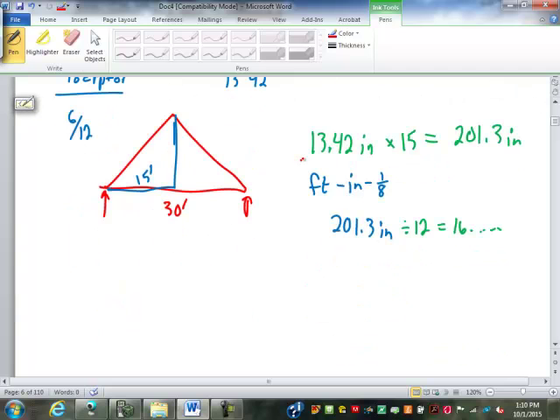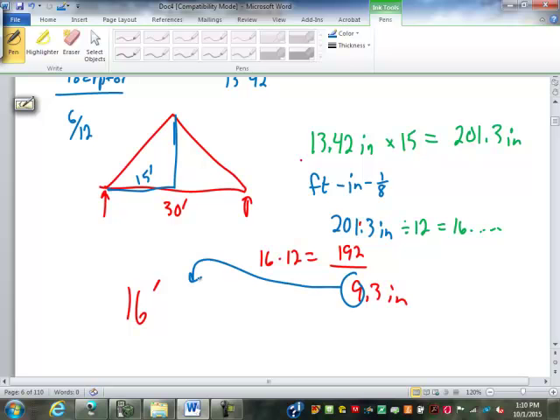That tells us that we get 16 feet. Next, we're going to do 16 times 12, which is 192, correct? We're going to subtract 192, which means we have 9.3 inches left. You with me so far? That 9 inches is our inches.